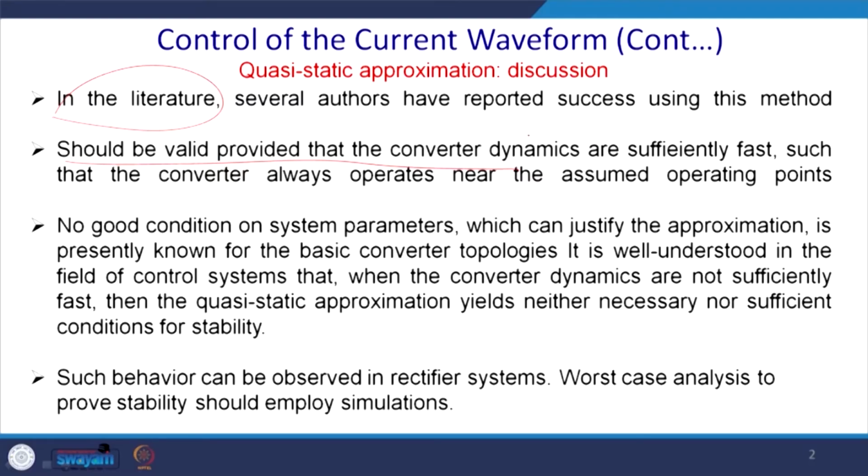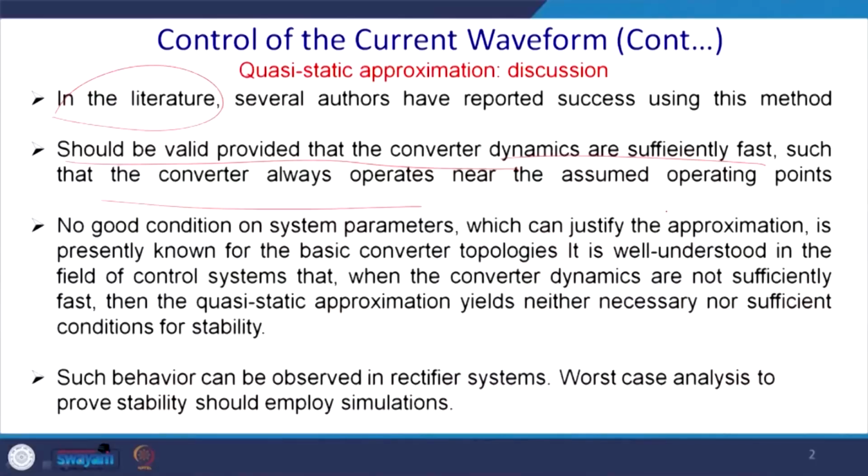One of the requirements is that it needs to be sufficiently fast, so that it can respond quickly to changes in load or other dynamics, such that the converter always operates near the assumed operating point, because that is where you have the stability. Another condition you need to find is that there is no good condition on system parameters which can justify the approximation that is presently known for the basic converter topology.